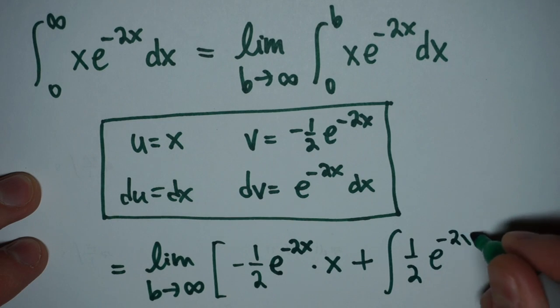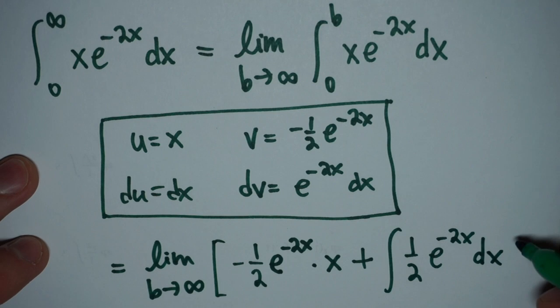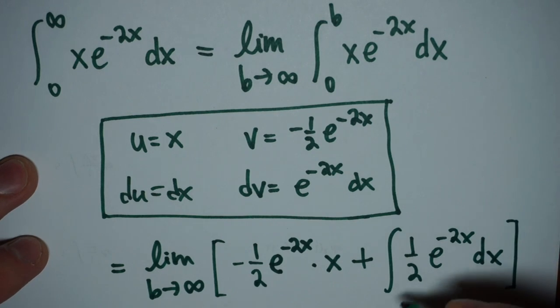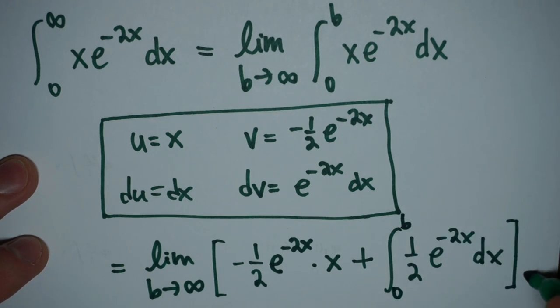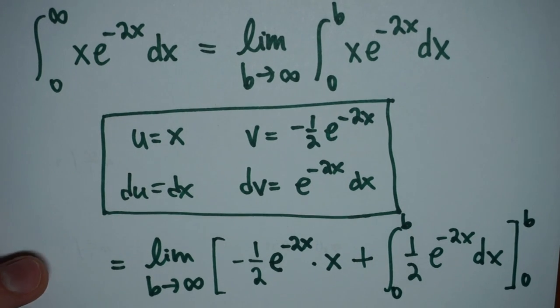And then we subtract from this the integral of v du. And so that'll give me a plus 1/2 because of the negatives, and then e to the negative 2x dx in the integral. And then eventually, I'm going to want to evaluate everything between 0 and b. And it doesn't matter when we do this, so I'll do it later.